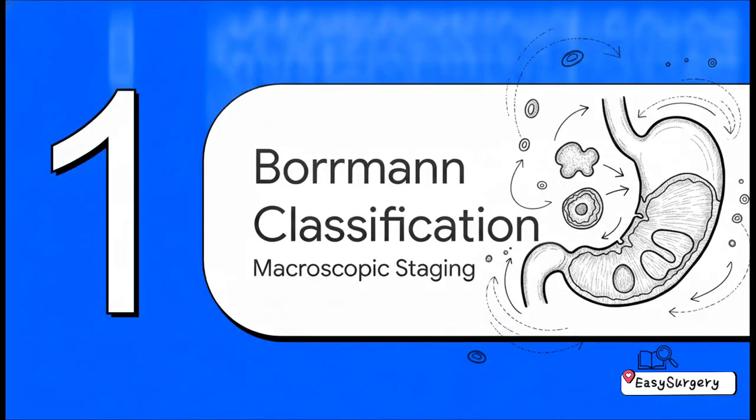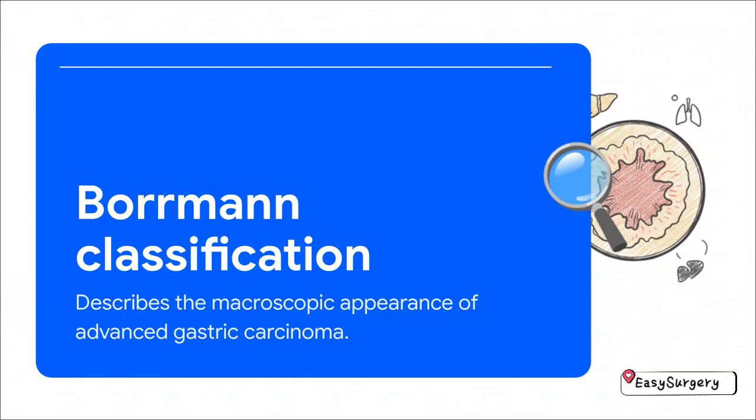Okay, Part 1, the Borrmann classification. This is the absolute foundation of macroscopic staging. Now, before we just blindly memorize the types, we really need to understand what this actually measures. The Borrmann classification is a system that describes the macroscopic appearance of advanced gastric carcinoma. And guys, the crucial word there is macroscopic. We're talking gross morphology here.